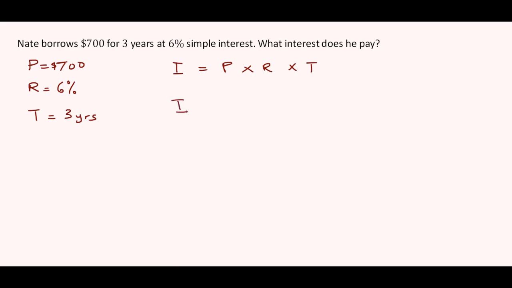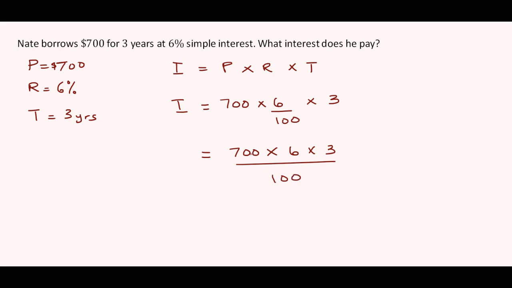We don't know what our interest is because that's what we're looking for. Principal is 700. Rate is 6 over 100. Some schools of thought will tell you to convert the rate to decimals, but I don't like that approach because I want to stay away from the calculator as much as possible. So I want to show you how you can solve this without actually being reliant on a calculator. And then your time is 3 years. So this is going to give us 700 times 6 times 3 divided by 100.